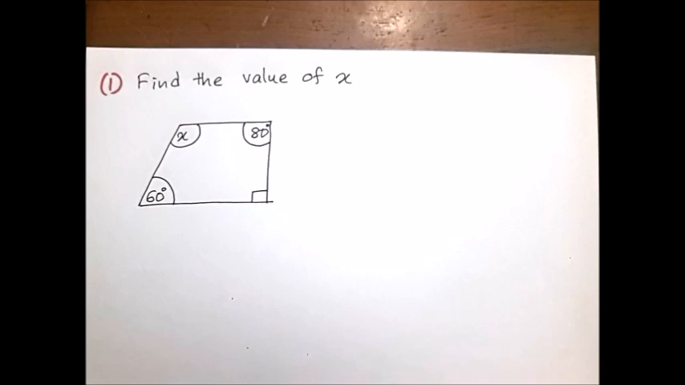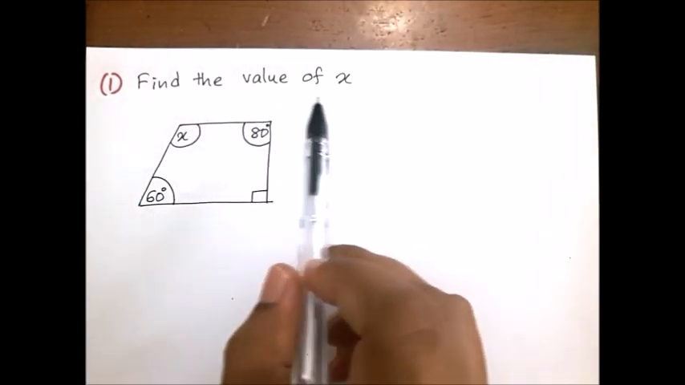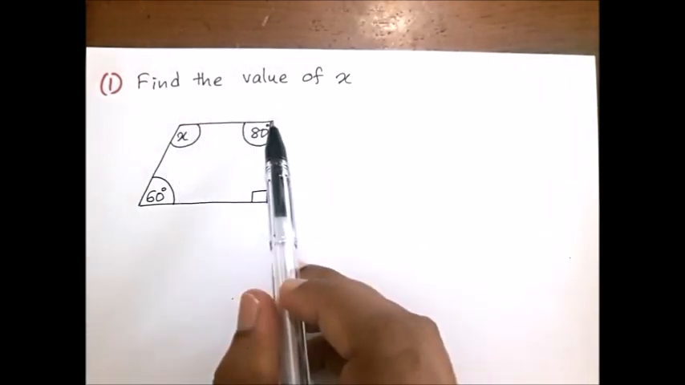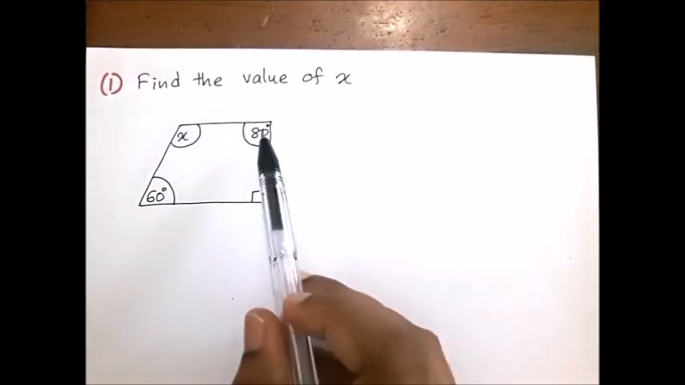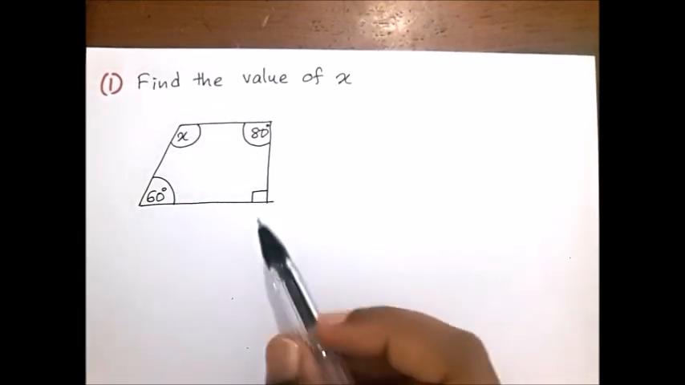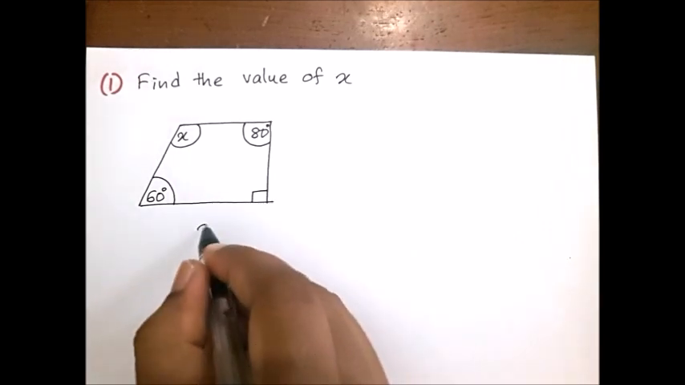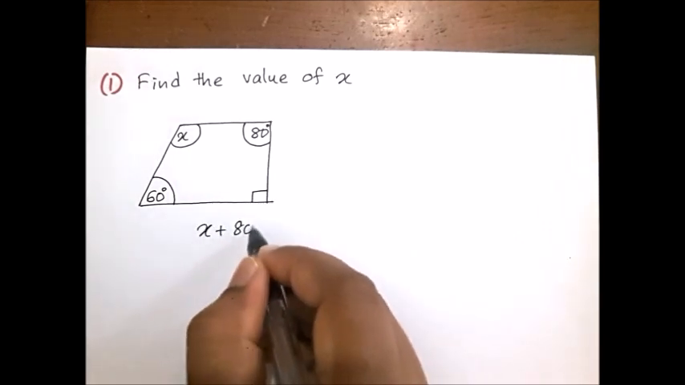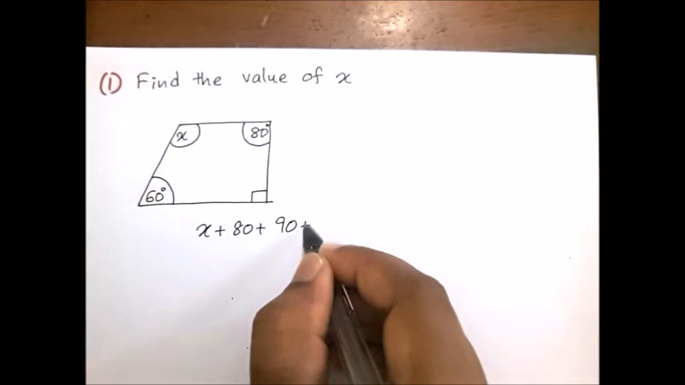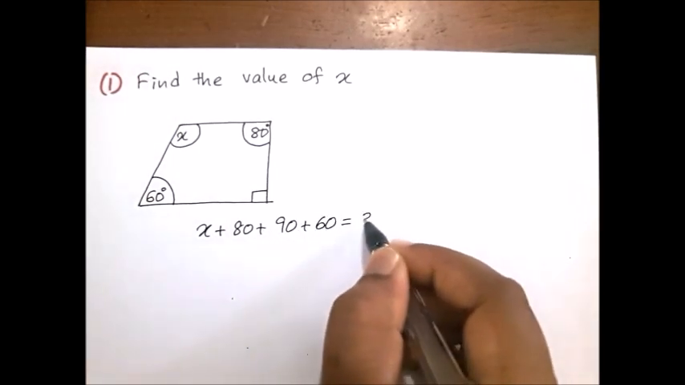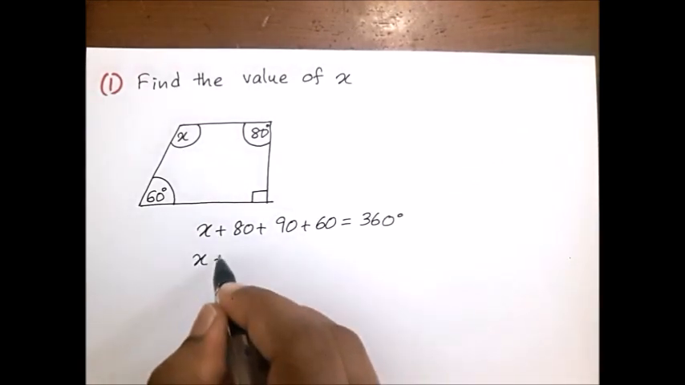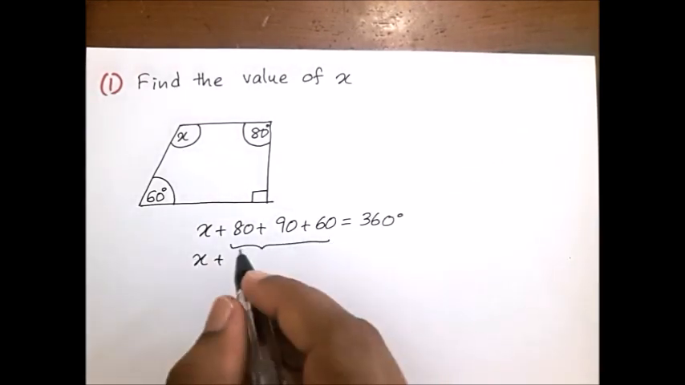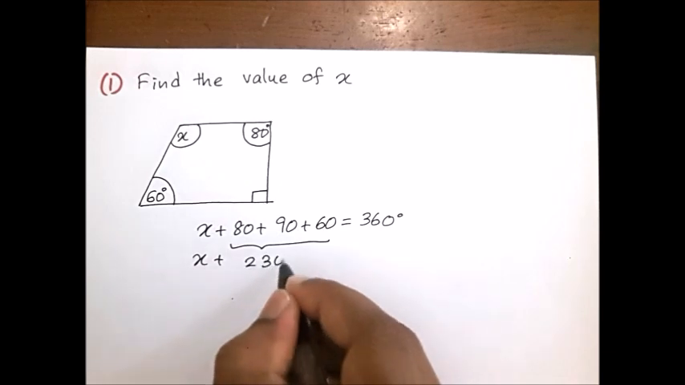Now look at the first example. Find the value of x. You can see this is a quadrilateral. There are 4 interior angles. The sum of these 4 interior angles is equal to 360 degrees. x plus 80 plus 90 plus 60 equals 360 degrees. First add these 3 angles. It is equal to 230 degrees.